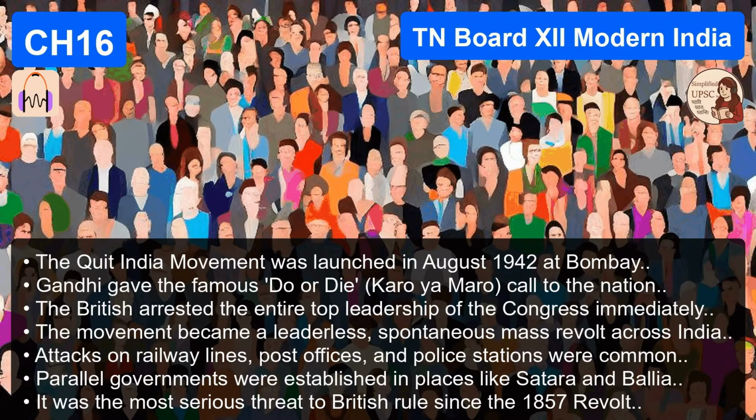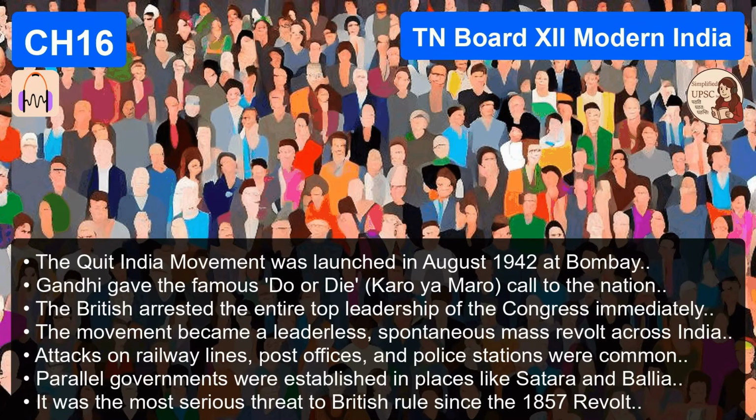Let's bring in the Tamil Nadu connection from the textbook. The movement was very strong in the south as well. There were major strikes in the Buckingham and Carnatic Mills and the port trusts in Madras, and the veteran leader K. Kamaraj played a very significant role in organizing the underground activities in the region. It was by no means just a North Indian phenomenon.